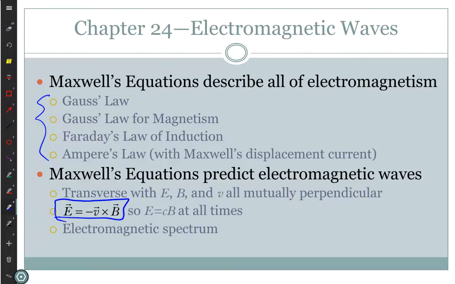Or if you want to make it so you don't have a minus sign, how can I write that same equation without a minus sign? B cross V.